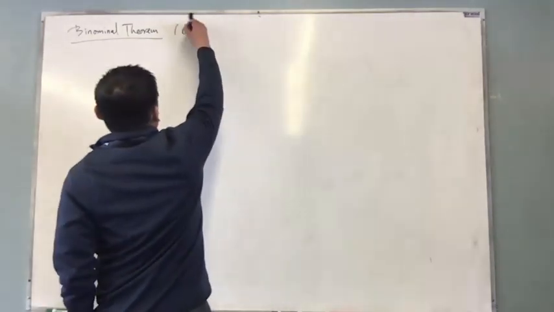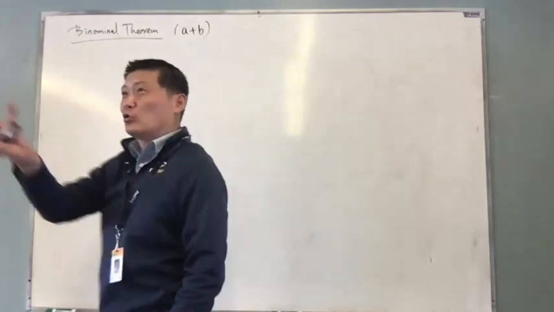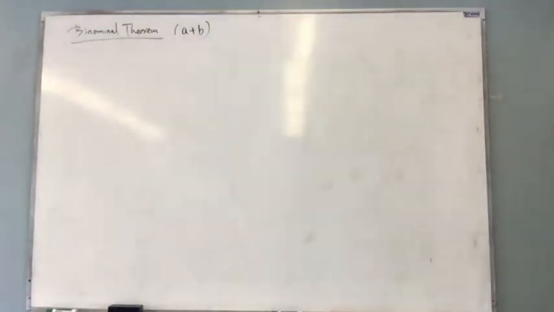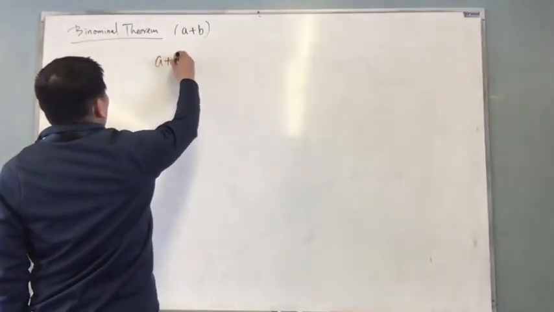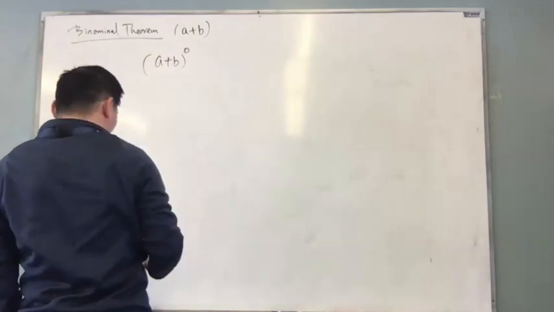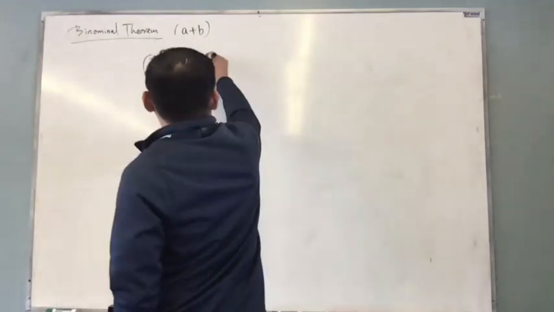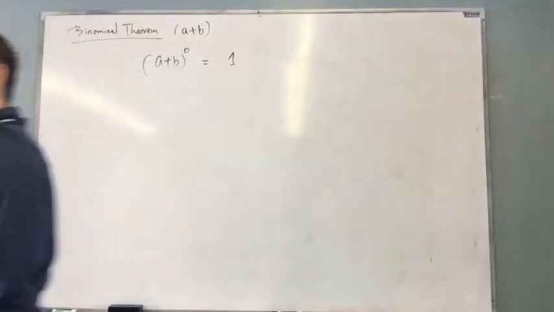Now, binomial means two terms, right? Two terms, A and B, separated by a plus or minus, it doesn't matter. In this case, we use plus, just to make it simple. All right, so let me ask you, A plus B to the 0 power is what? 1. Yeah, 1. Everything to the 0 power is 1, right?